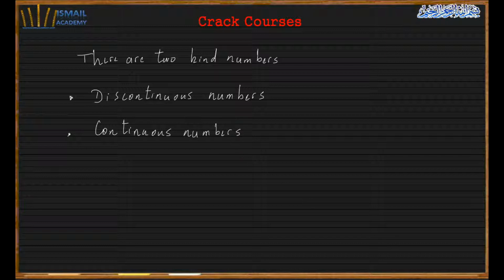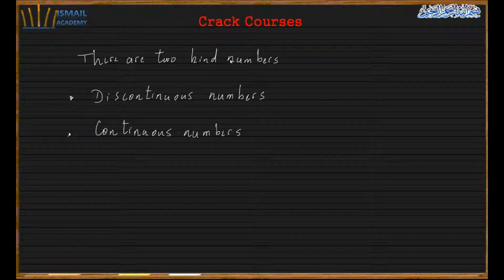So now let's define each kind. Here I forgot "of", so let me correct that first. Then we define each kind. Alright, let's start with the discontinuous number. So what is a discontinuous number?